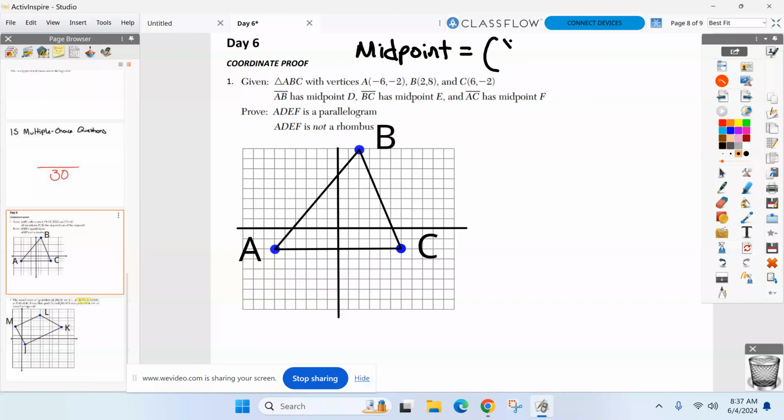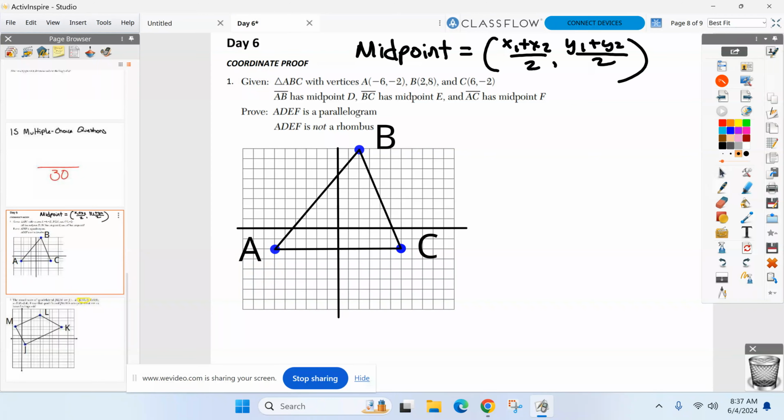Midpoint formula. Add your x's, x1 and x2, divide by 2. Add your y's, y1, y2, divide by 2. And there's your midpoint formula. Something we've been using since Unit 1. Not on the formula sheet. Any of these formulas in front of you right now are your responsibility. They're not on the formula sheet.